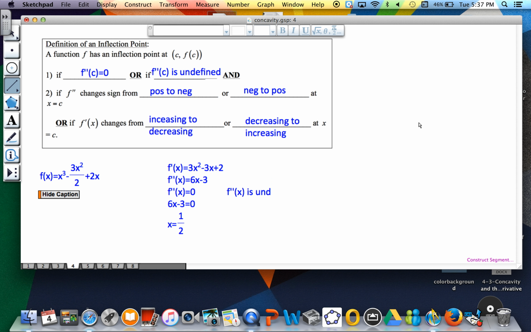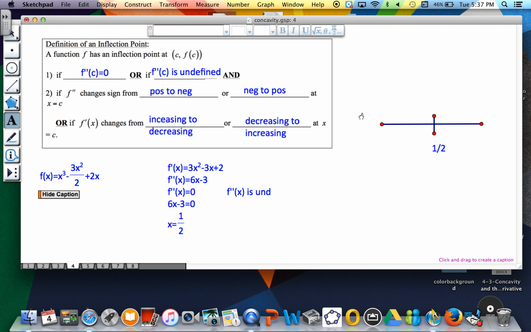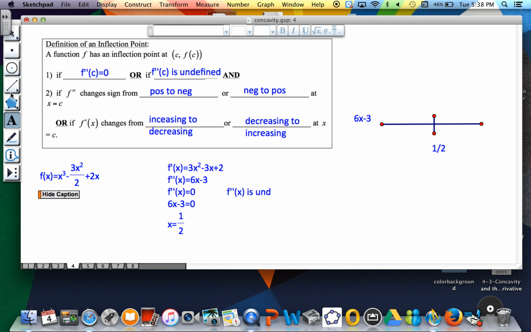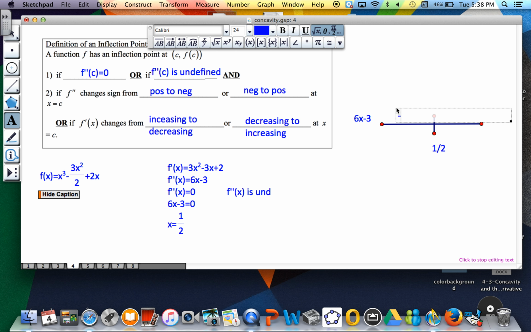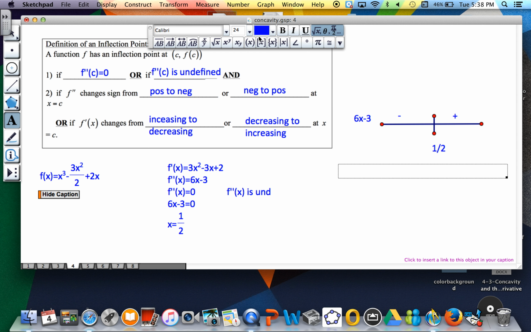So if I go over and do a little test where this value right here is 1/2, I essentially want to take a look at that second derivative, so I take 6x minus 3, choose a number to the left of 1/2, maybe 0, we get a negative value. Choose a number to the right of 1/2, and we'll get a positive value. So therefore the graph's concave down and then concave up. So we have an inflection point at 1/2, f of 1/2. So we have an inflection point at 0.5.